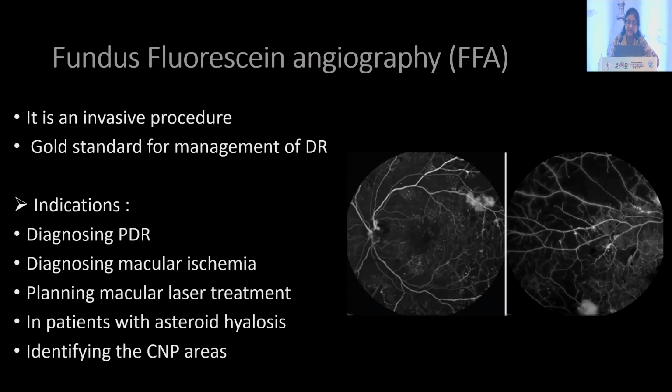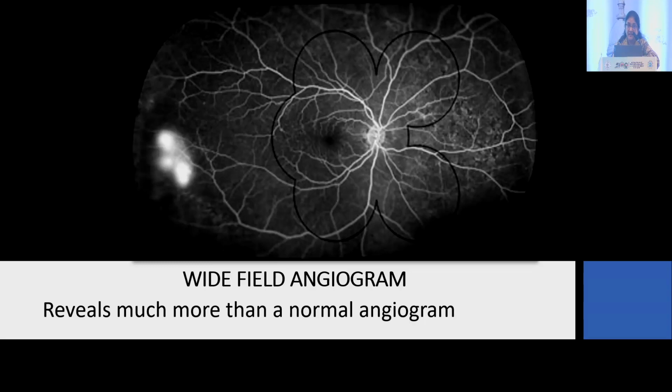The classical teaching is that we would advocate laser treatment when the patient has reached the stage of PDR, but many a time these patients may not be able to come back for regular follow-up. So patients with severe NPDR with extensive CNP areas can also be advised laser photocoagulation to avoid a sight-threatening stage of DR.